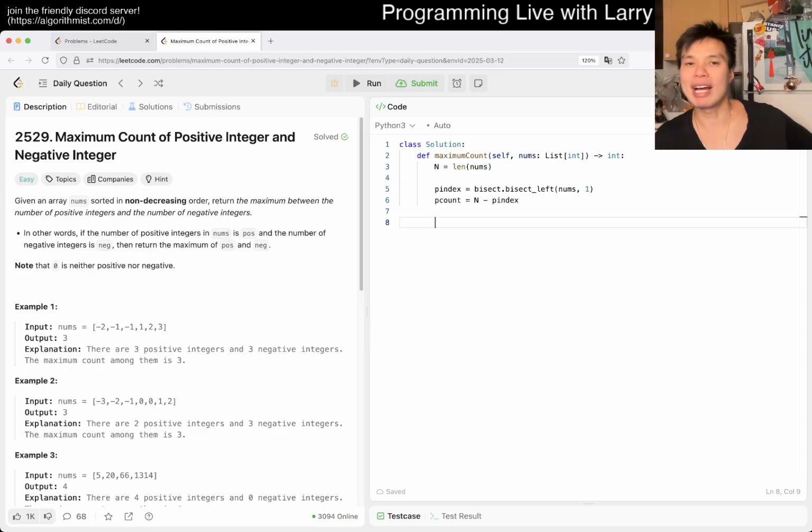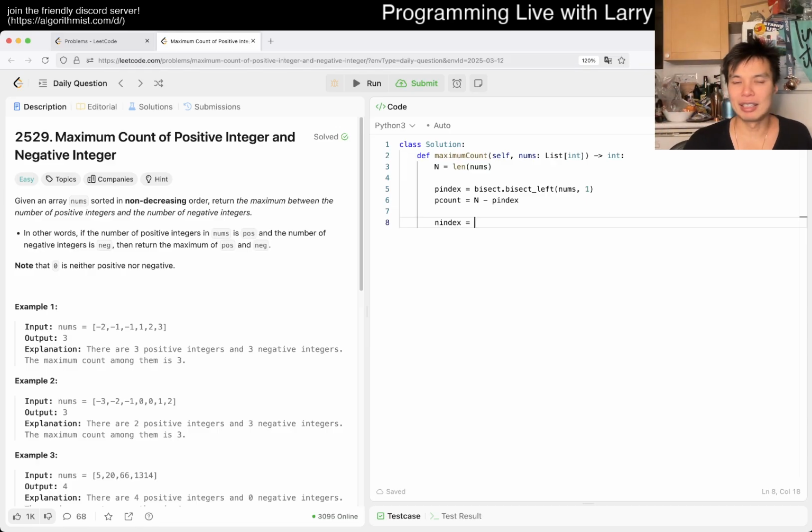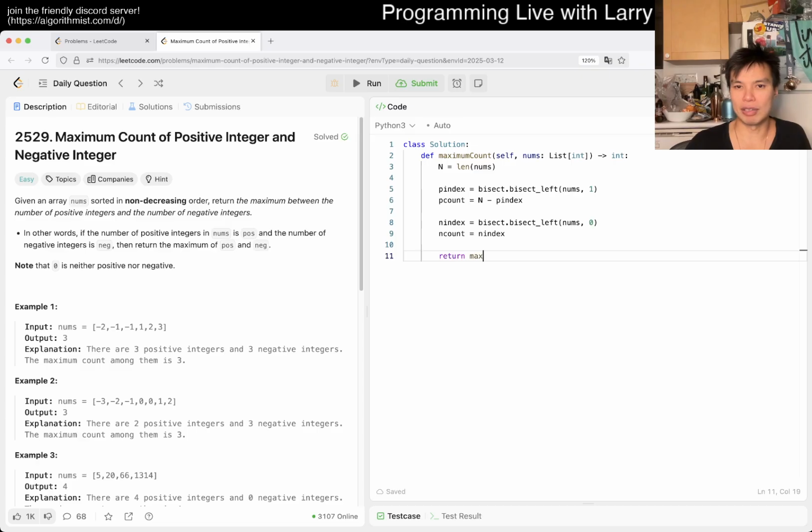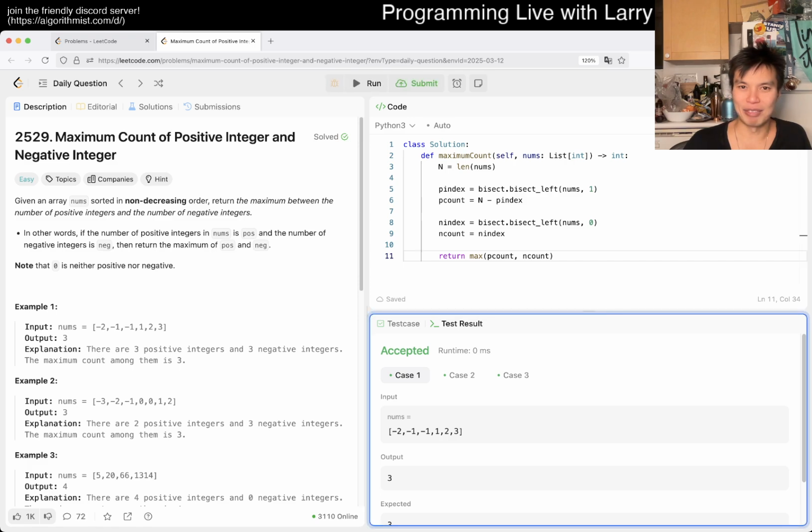And in the same way, for the negative index, we want the first instance of 0 or greater, and it almost doesn't even matter, because the negative count would be just n index, right? Or n index plus 1? Oh no, n index is the index of 0, so just n index. Because, for example, if the first number is a 0, then there are no negative numbers, so that means it'll be at index 0. So now we just return the max of either one, positive count or negative count. And hopefully we're good, and I did not get off by 1, as I said.